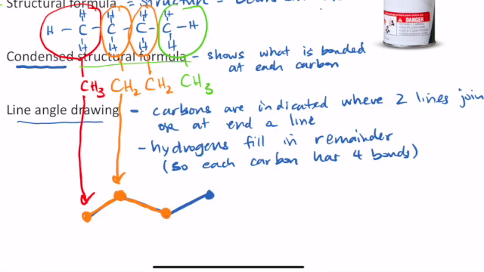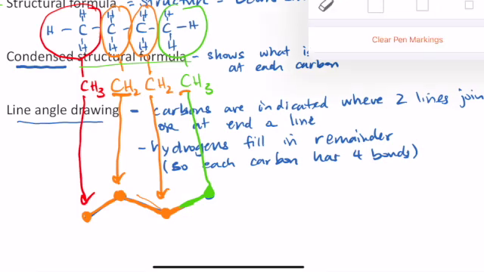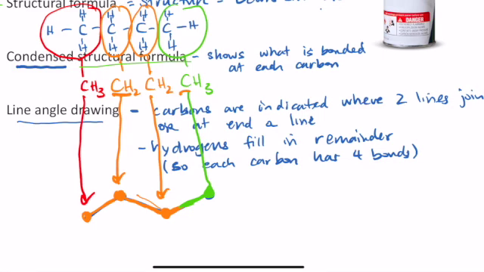This, where 2 lines join here, is this carbon. Okay, so this carbon has 2 lines coming out of it. It's bonded to these 2 carbons, and there must be 2 hydrogens on there. Okay, and then this last is this carbon. So this last carbon has 1 bond coming out of it, and therefore there must be 3 other hydrogens on there. So the line angle drawing is just a zigzag line, but that zigzag line has a lot of meaning to it. This represents the structure of butane.